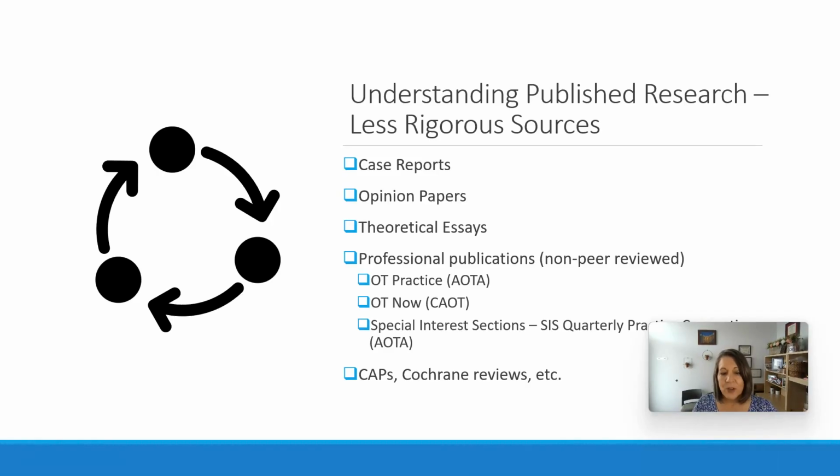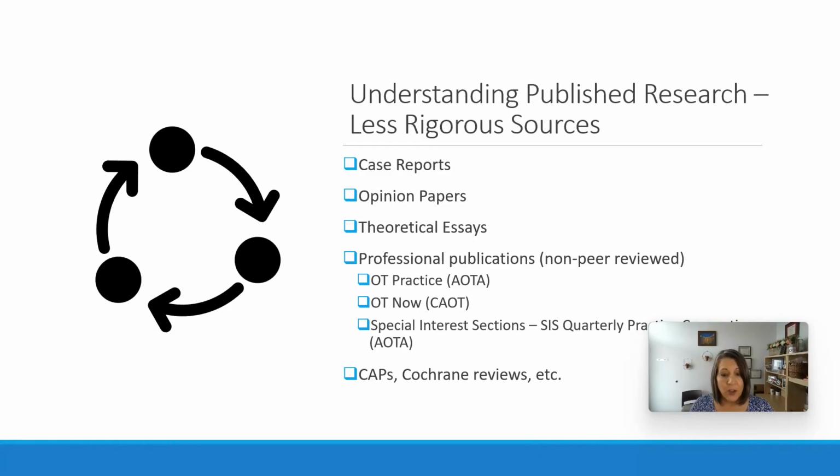Less rigorous sources would be case reports, and then you get down into levels 4 and 5 on the Johns Hopkins scale that are simply opinion papers and theoretical essays, kind of ideas about what might work or ideas of putting together things that we've observed in practice as a theory of why and how occupations occur.